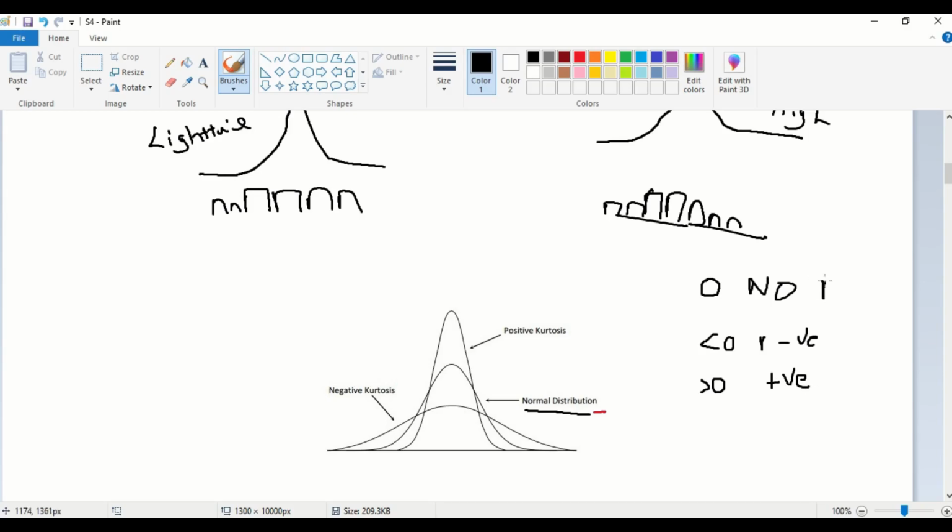If there is no kurtosis, we tell that as mesokurtic. Less than 0 means we tell this as platykurtic. And if it is greater than 0 means we tell this as leptokurtic. Now let's code this.